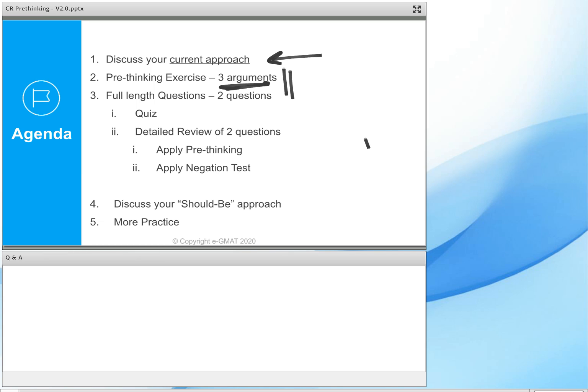Now, some of you would start getting pre-thinking right away. Others would need 2 examples. Some of you would need 3 examples before you start appreciating pre-thinking.